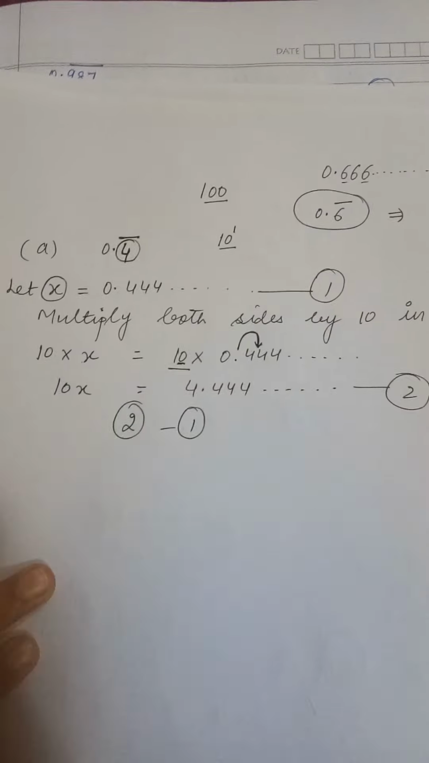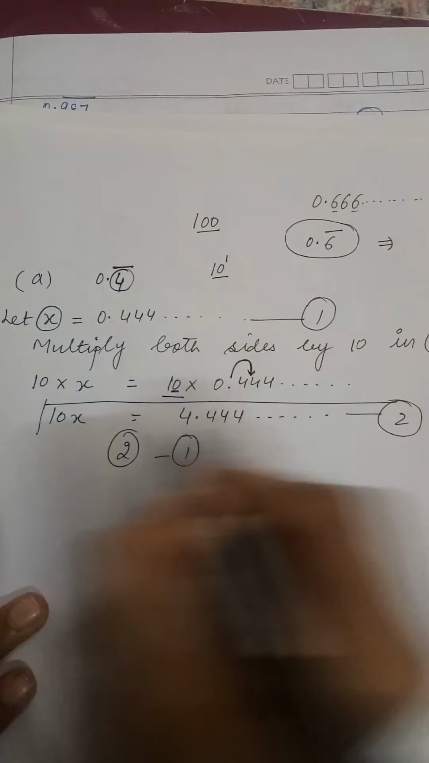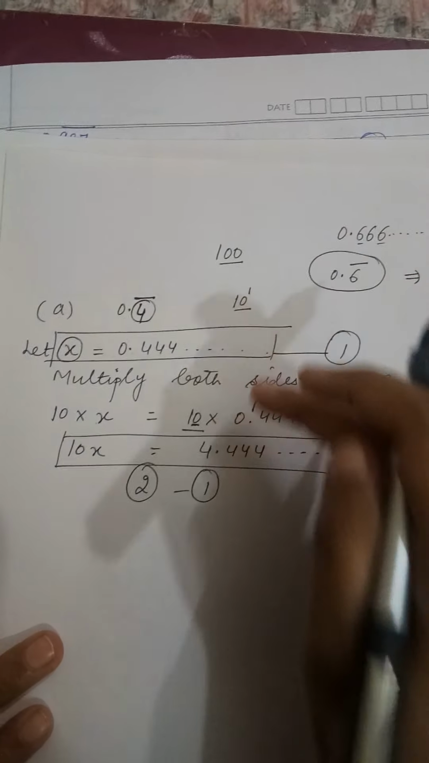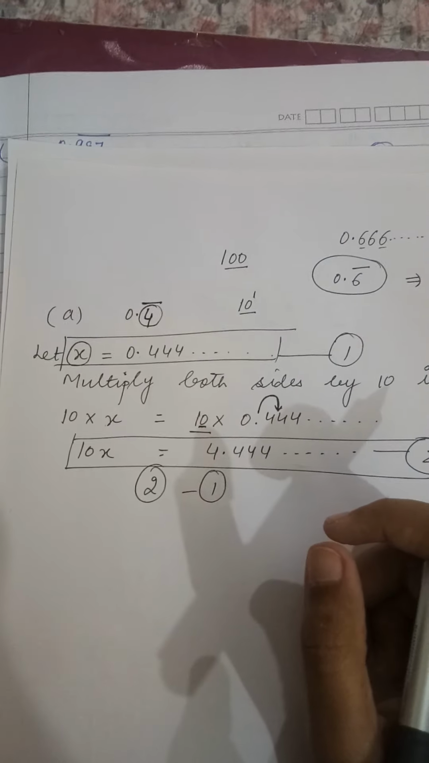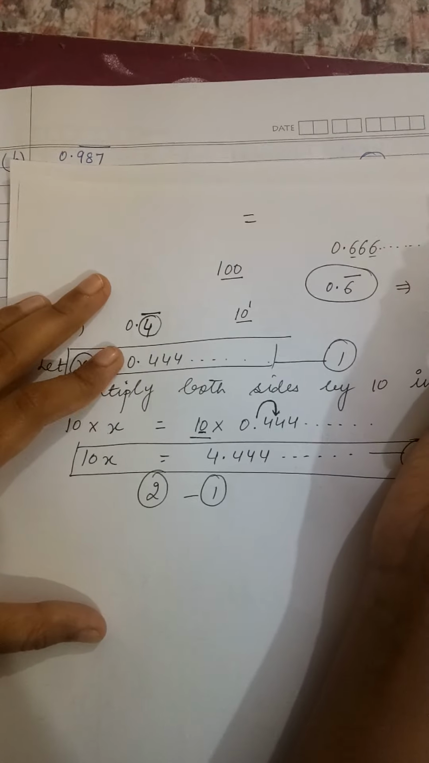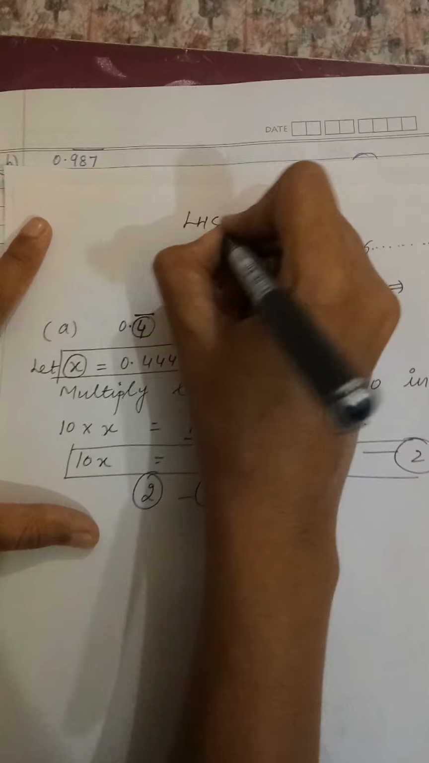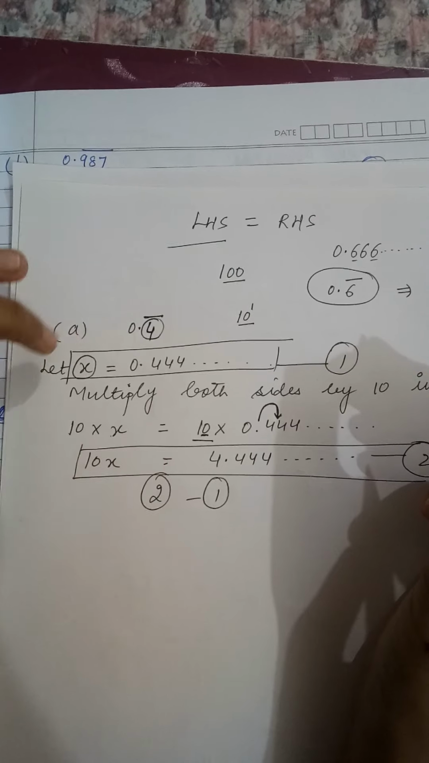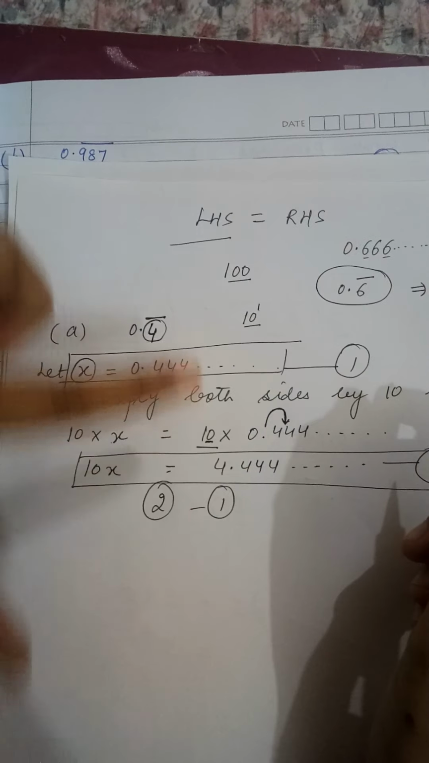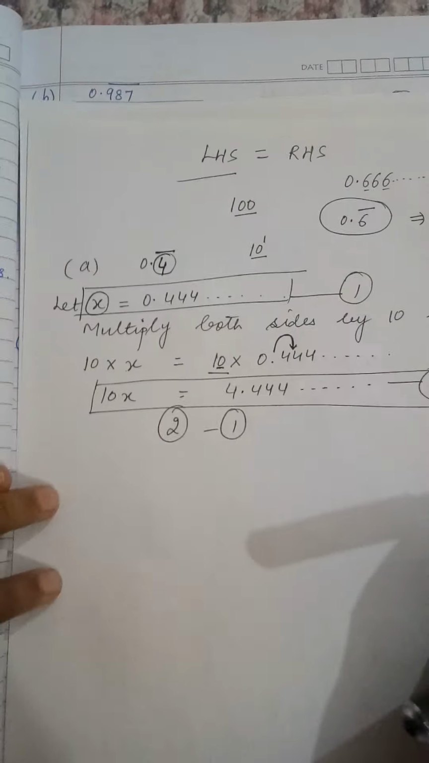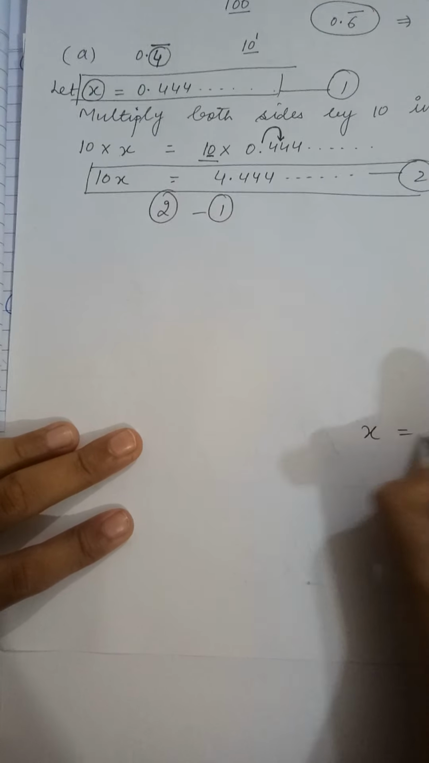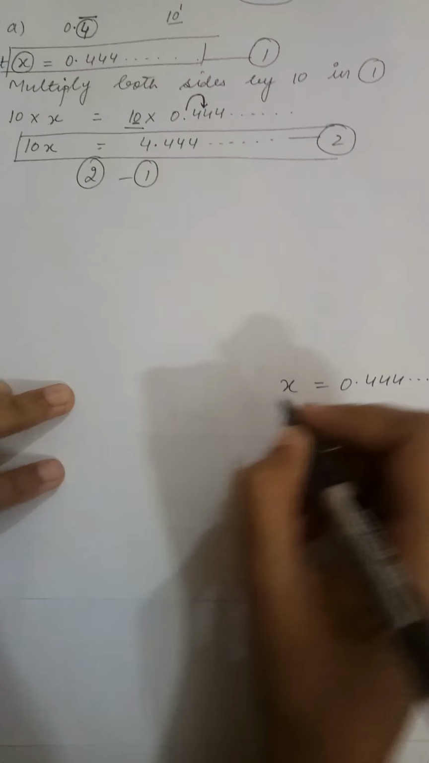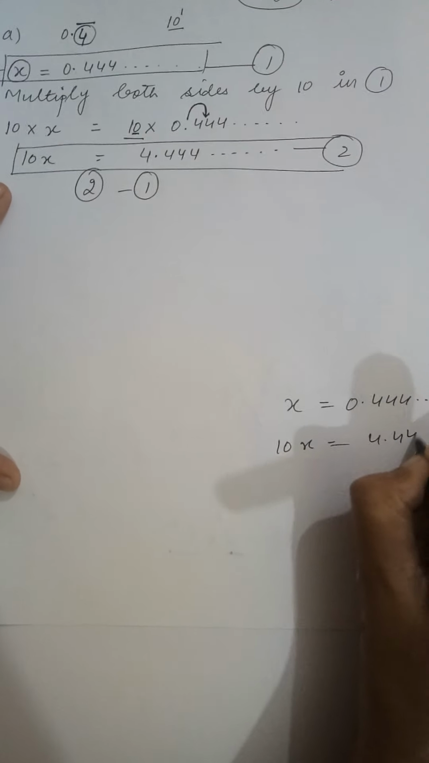Now the next step is, I am going to subtract 2 and 1. This complete is 2 and this complete is 1. So I am going to subtract these two. Now how am I going to subtract these two? You can tell me: this side of the equals is the left hand side and this side of the equals is the right hand side. So the left side I am going to subtract with the left side, right side with the right side. So one is x equals 0.444 and so on, and the other is 10x equals 4.44 and so on.